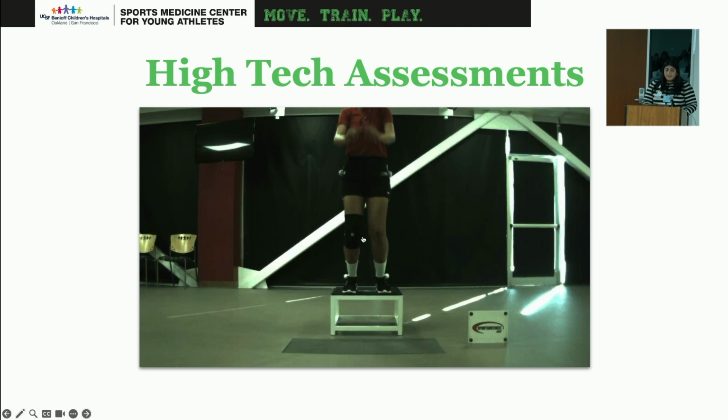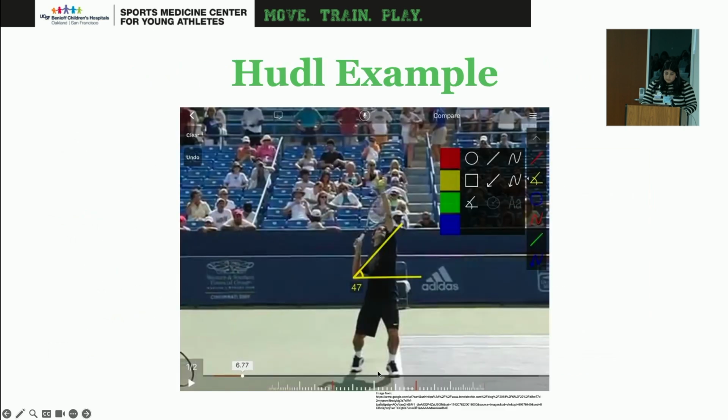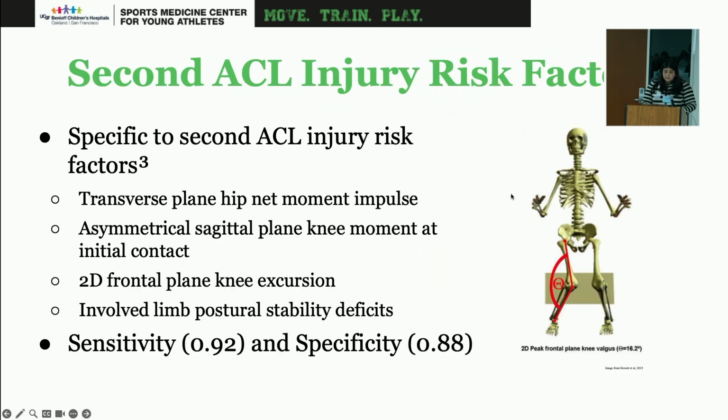So if we were to pretend this patient just jumped off the box, some of the things, let me see if I can go back. Okay, so we'll just pretend like this is the patient.